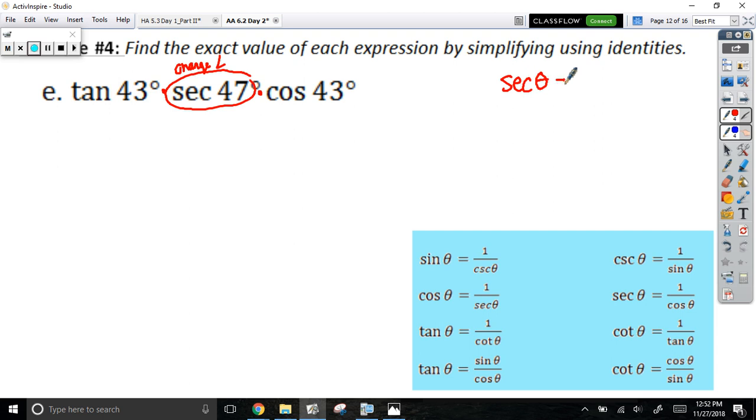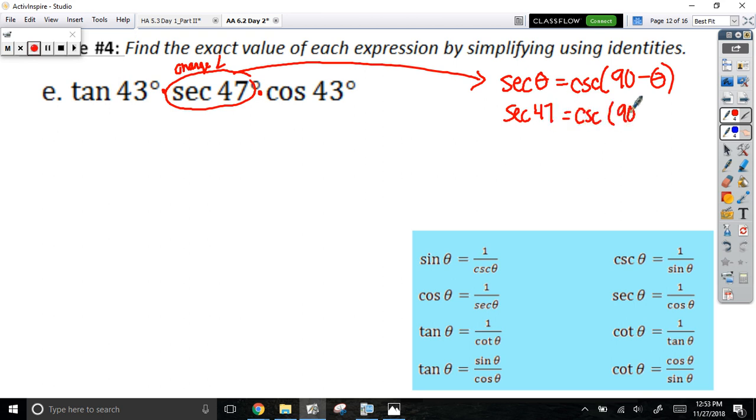Secant of theta equals what trig function of 90 minus theta? Secant, yeah. Secant theta equals cosecant 90 minus theta. So off to the side, we're going to do secant of 47, which will equal cosecant of 90 minus 47.